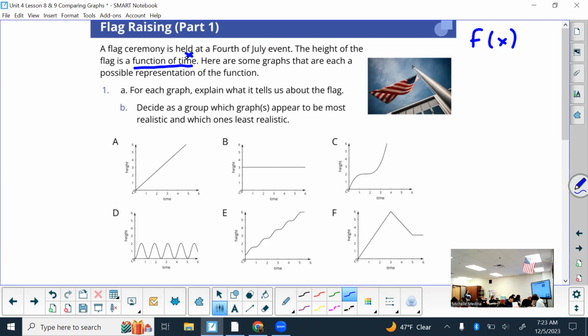So table 7 for graph A, what must be going on? The flag would be increasing the height by 1 every 10 minutes. Okay, so flag increasing, definitely it's going up. And did you say by 1 unit or? Okay, so increasing by, I think you said, because they also didn't tell us the height.